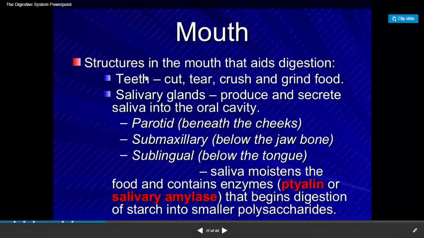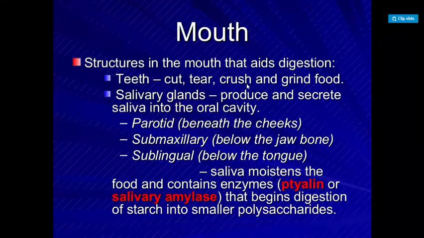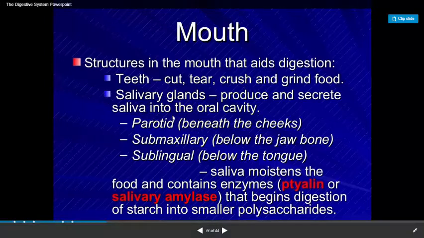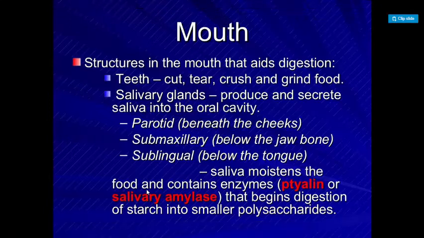We will start first with the mouth. The teeth cut the food, tear the food, crush and grind the food, making sure it is in a small ball that can pass through the digestive system. What happens with the salivary glands? They secrete saliva, which moistens the food, making it moist and watery so it can pass through the digestive system.